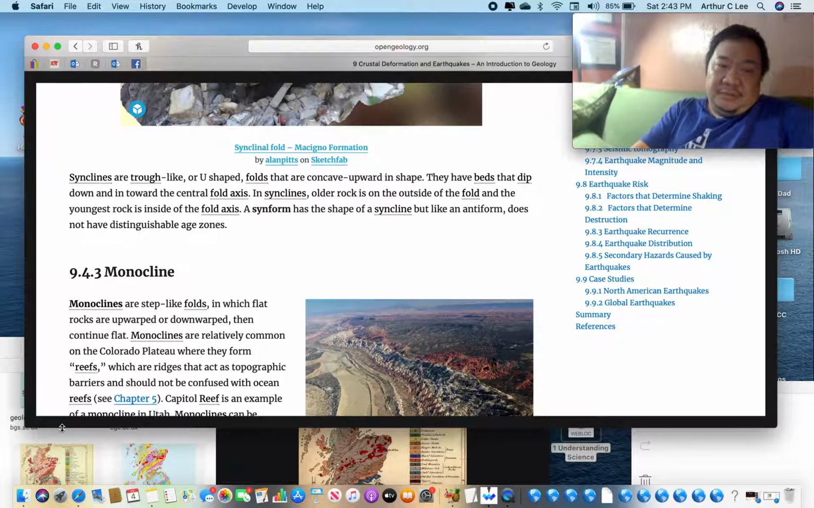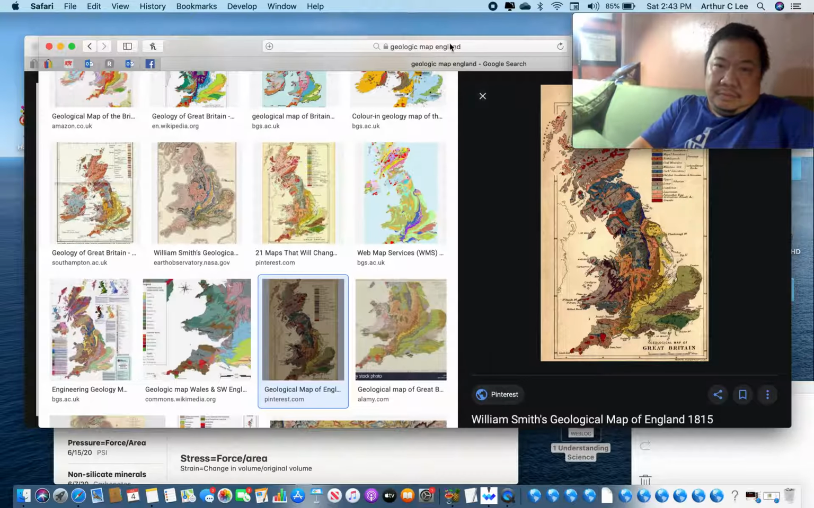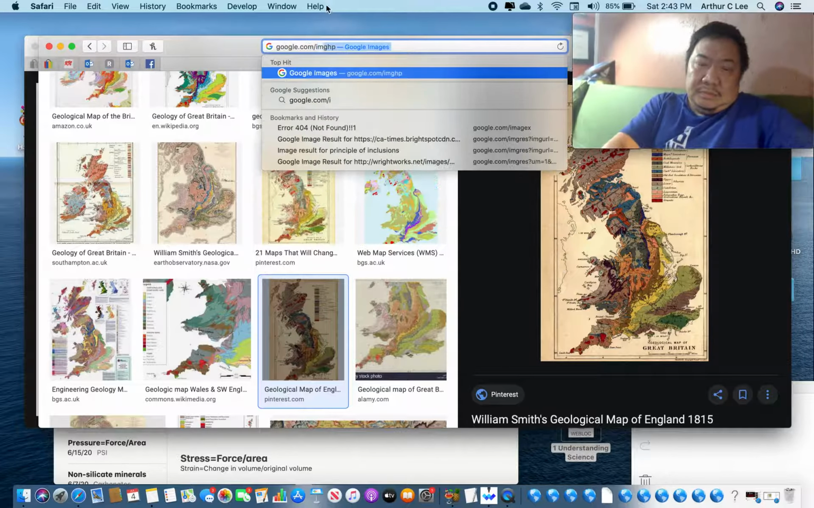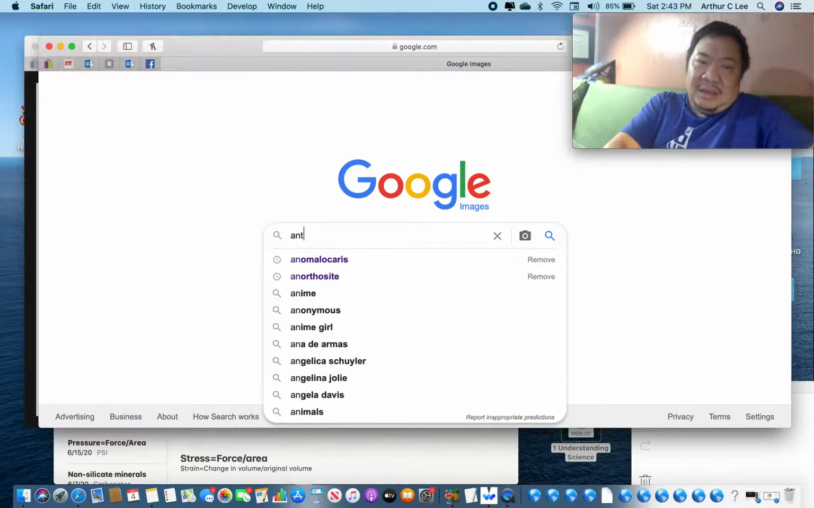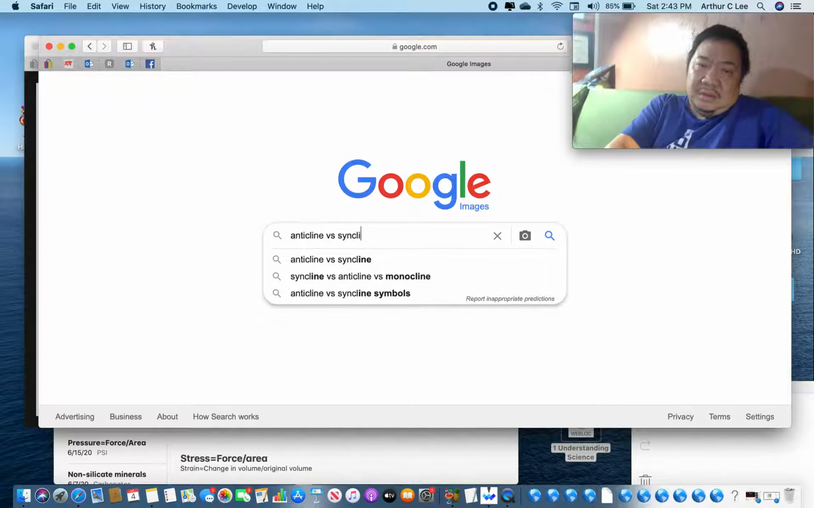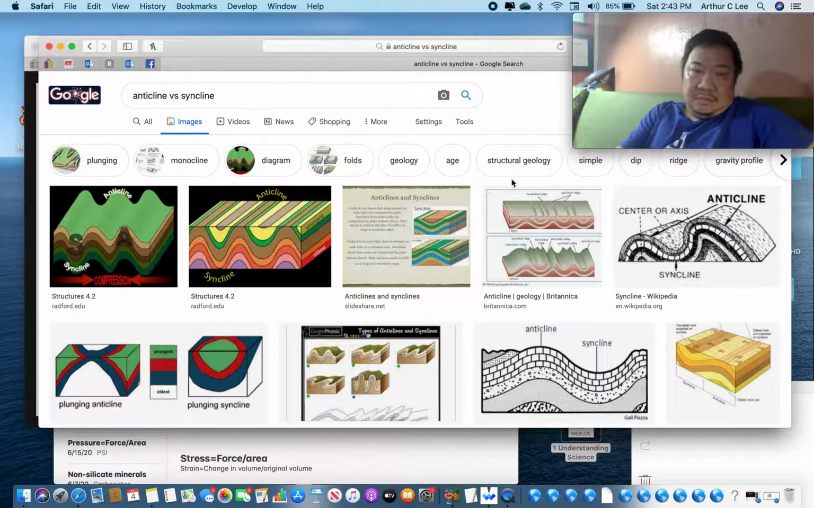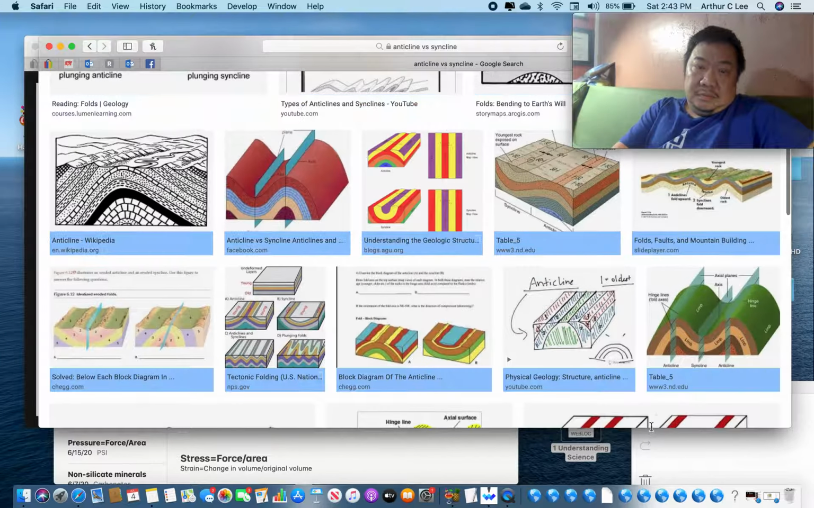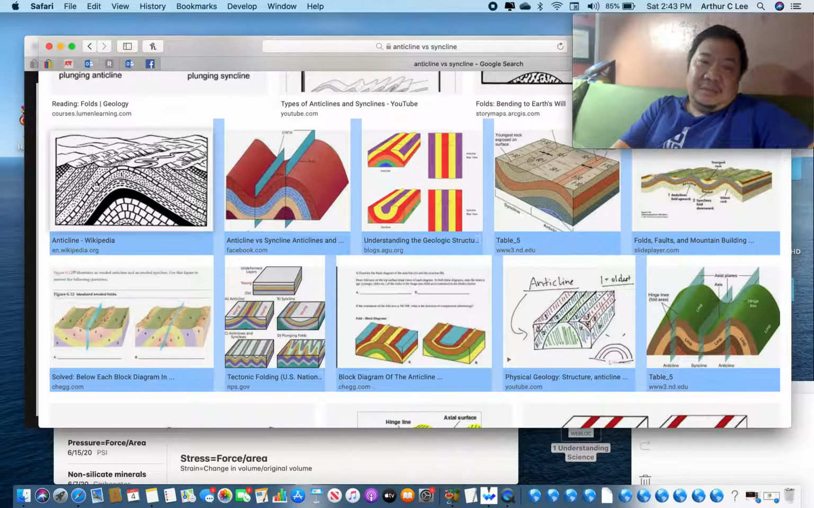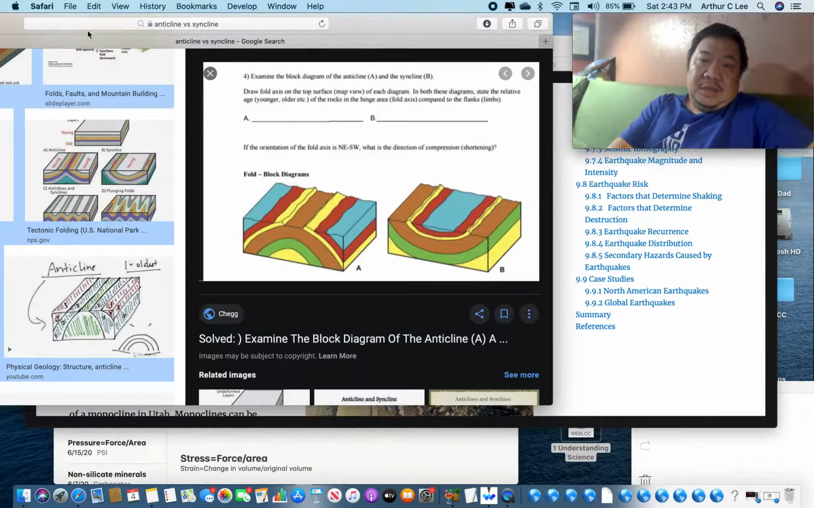So let's take a look at some pictures here. Anticline versus syncline. This is an anticline. This isn't. Okay, this is underground. Here's on top, right? This is called a block diagram. This is an anticline. This is a block diagram showing an anticline. This is a block diagram showing you a syncline.